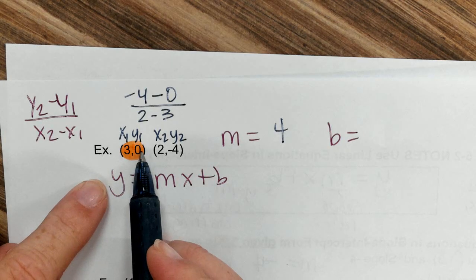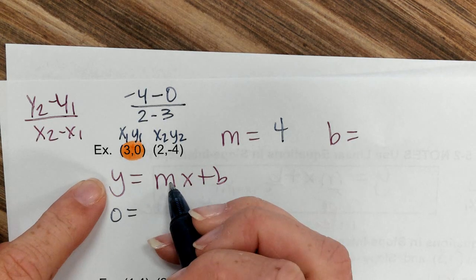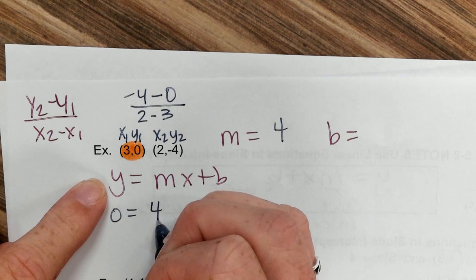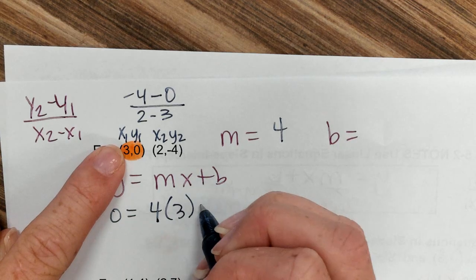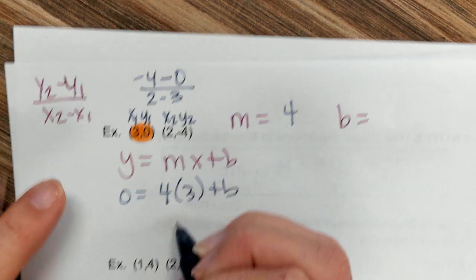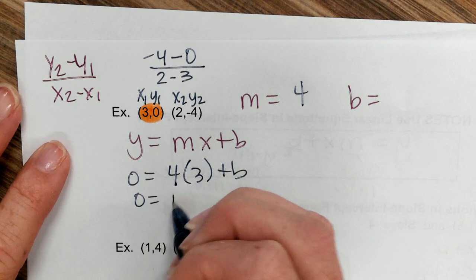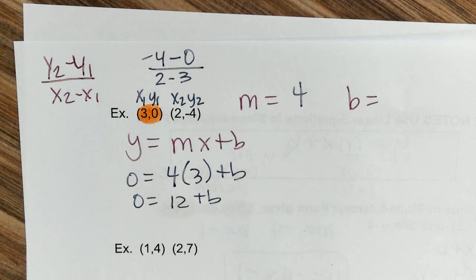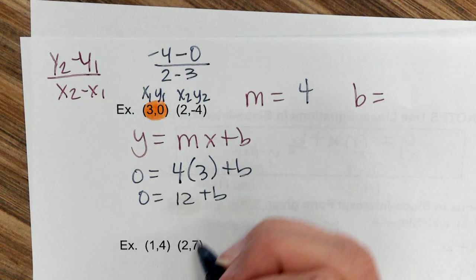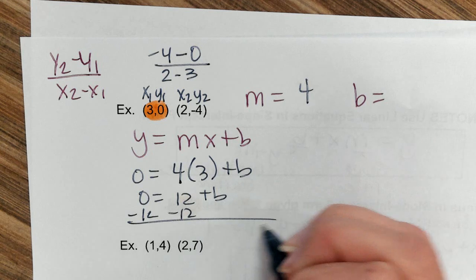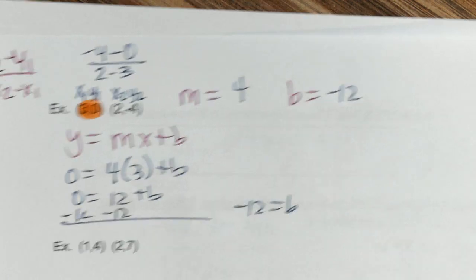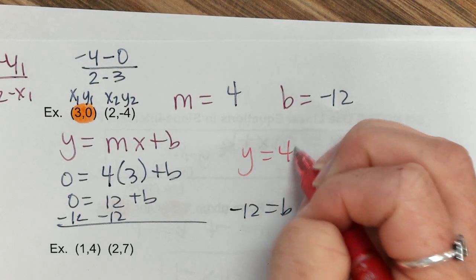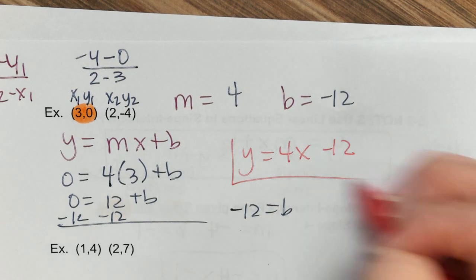What am I going to plug in for y? 0. 0 equals. What am I going to plug in for m? 4. 4 times x. What is x? 3. Plus b. So I have 0 equals 4 times 3 is 12 plus b. How am I going to get the b by itself and get rid of the 12? Minus 12. So what is b? Negative 12. So how would I write my equation? Perfect. Good job.